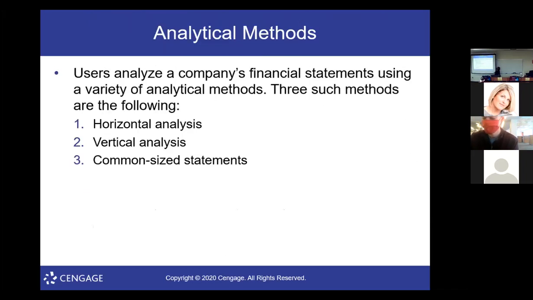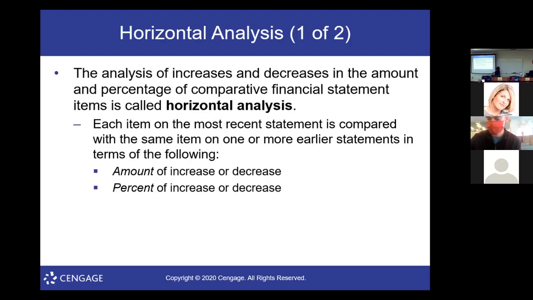Okay, so what are some of these analytical procedures, and how can they help us understand how the company is doing? The first is a horizontal analysis. The second is a vertical analysis, and the third is common size financial statements. So let's take a look.